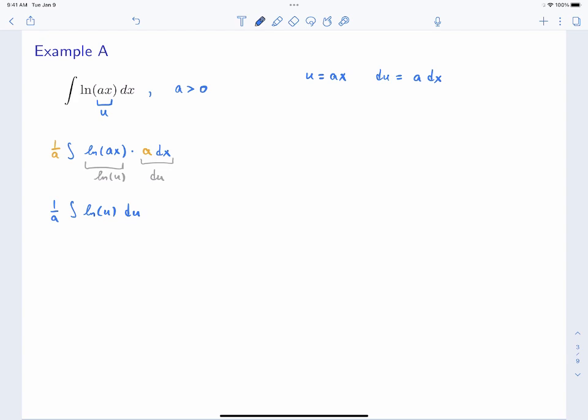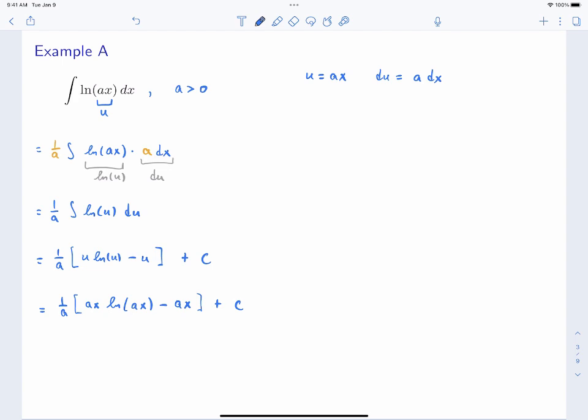Well, now we're looking at the antiderivative of ln of u with respect to u, and this is something that we know from our previous slide, from one of our useful antiderivatives. So this is going to give us 1 over a times, and the antiderivative of ln of u is going to be u ln of u minus u. And then, of course, we just tag on a plus c at the end. Now, all of these should be equalities, so let's put equal signs here. Okay, so we have 1 over a times, and what was u? u is equal to ax. So this is going to be ax times ln of ax minus ax. And then we have plus a c.